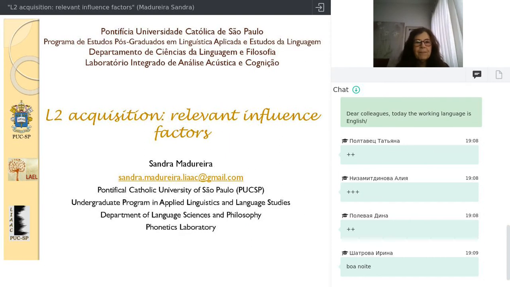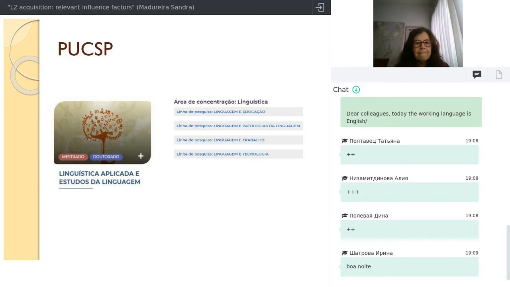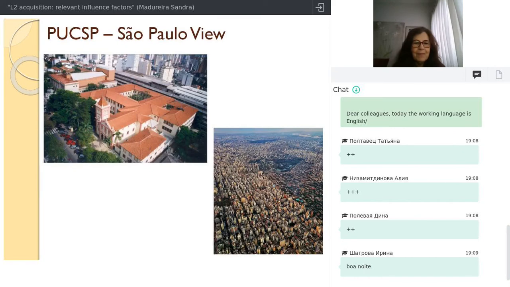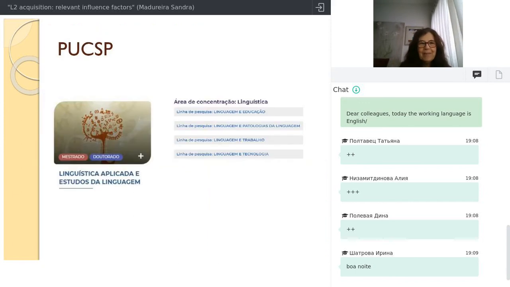Okay, so just to show you a view of the city we are in. This is our university on the left, and then an air view of São Paulo for you to see. I work at PUC de São Paulo, that's the Catholic University of São Paulo, where we investigate 4 research lines. That is language and education, language and language pathology, language and work issues, and language and technology.